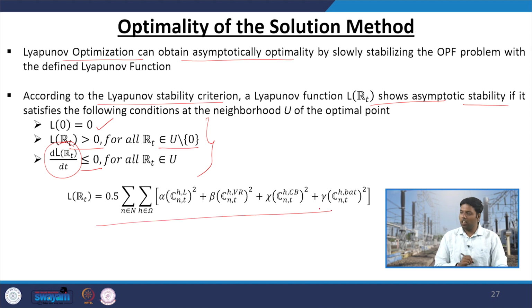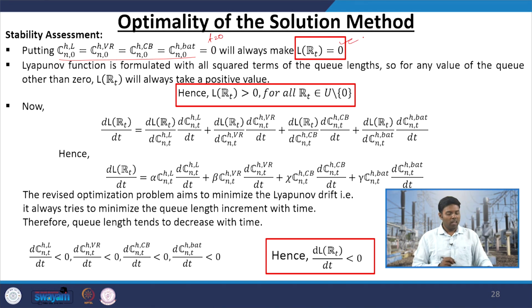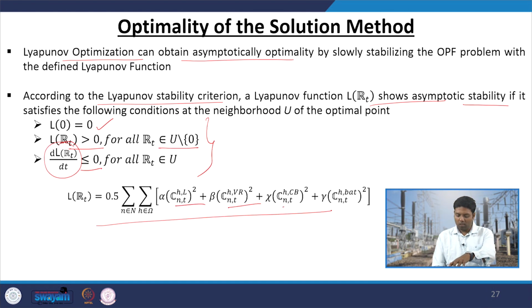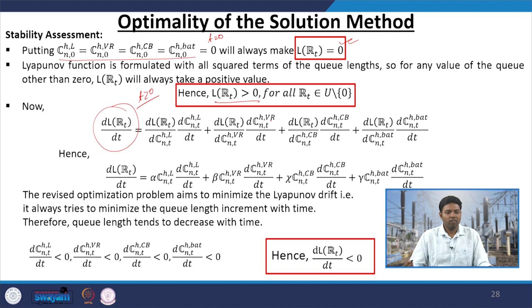So this is our actual Lyapunov function. If we see, then we can see that at the initial time step when t equals 0, your Lyapunov function value is 0. Again, when t is greater than 0, at that time this is a square term, these are all square, so these are all positive terms. So we can see that it is greater than 0. Now the dL, if you take the first order derivative, you will get dL by dC, dC by dt, this kind of term.